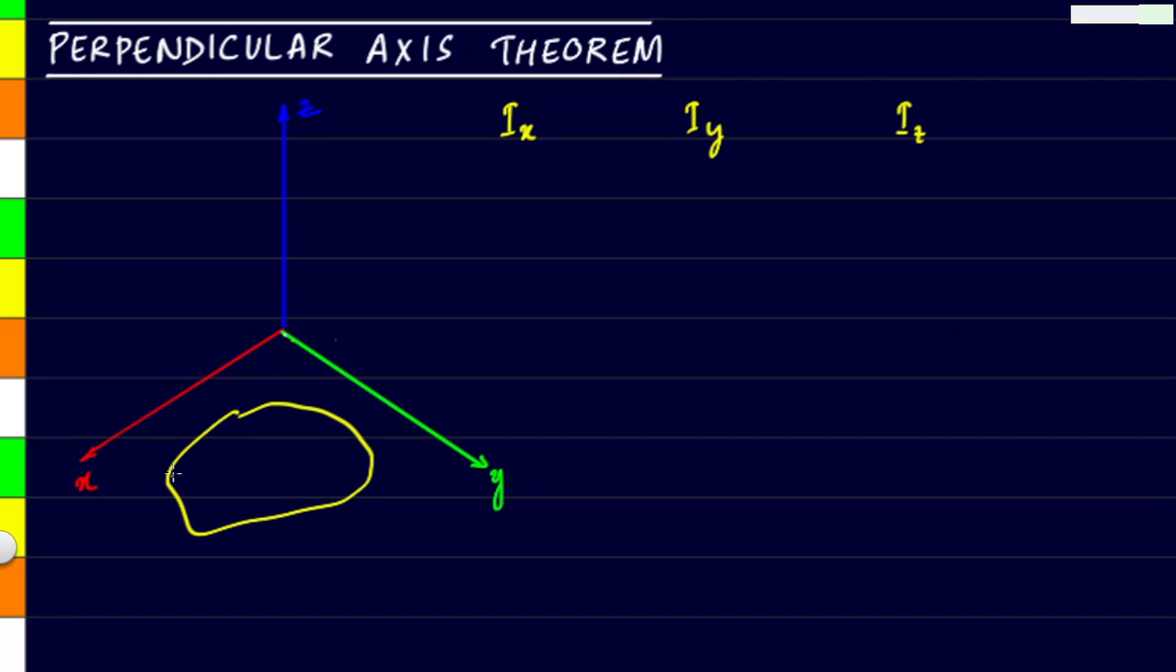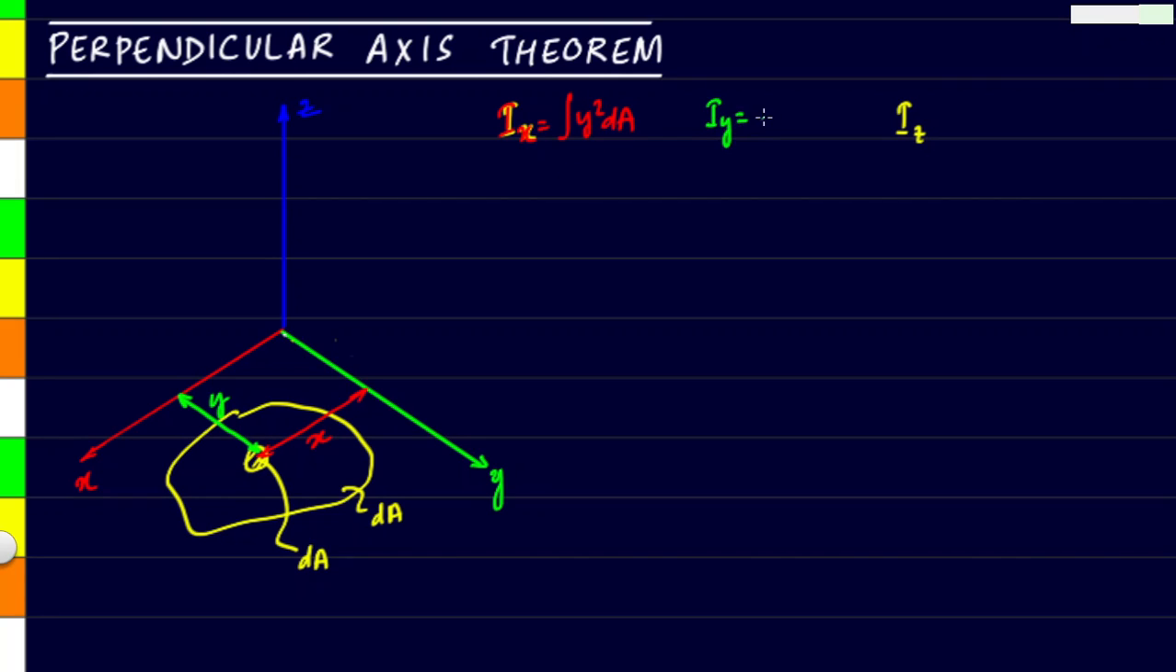So let us say we have an irregular area of total area dA. Let us assume a small elemental area inside this of area dA. Let us say the distance of this elemental area from y-axis is x, and the distance of the same elemental area from x-axis is y. Then Ix will be defined as integration of y square dA.